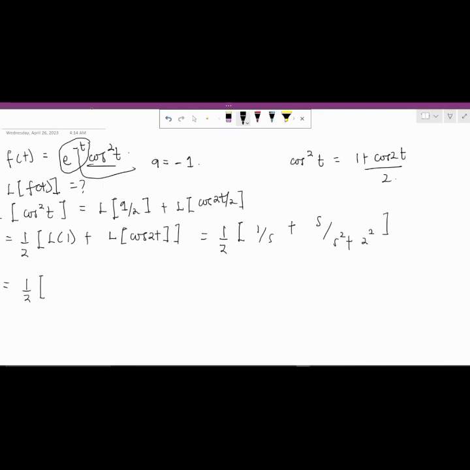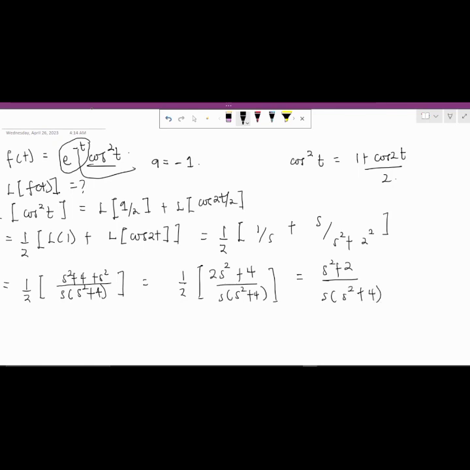So this will give us, we already solved this before, 1 over 2. If we take the LCM, we're going to have s into s squared plus 4. I'm going to have s squared plus 4 plus s squared. It's giving us 1 over 2 into 2s squared plus 4, and then we have s into s squared plus 4. And we can simply factorize 2 out. So we're going to have s squared plus 2 over s into s squared plus 4.